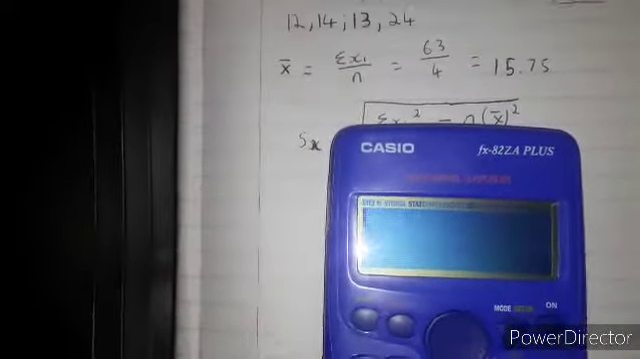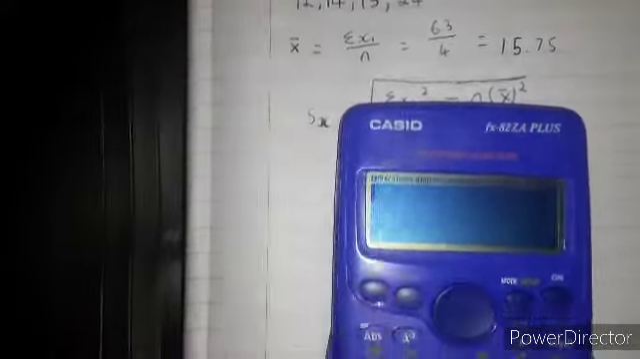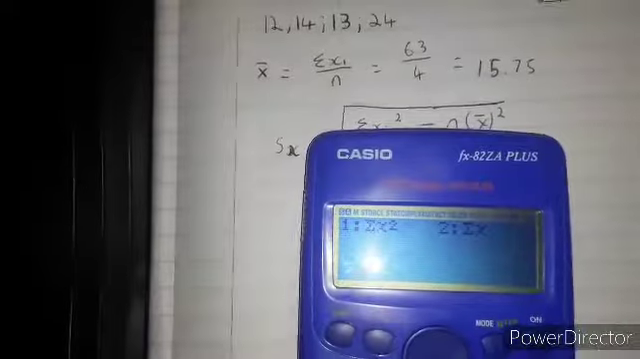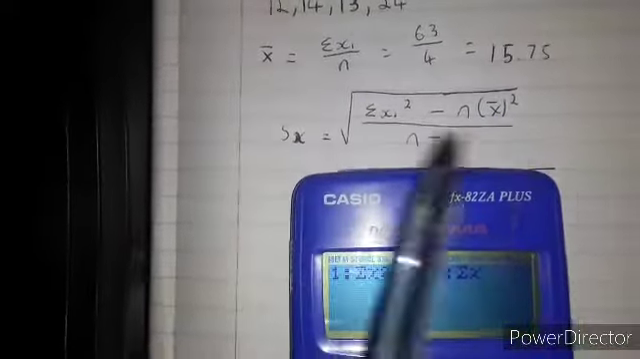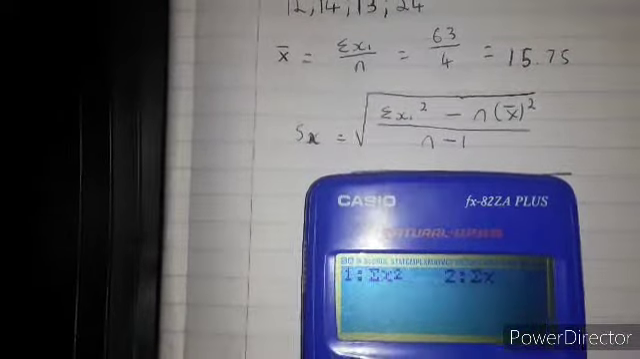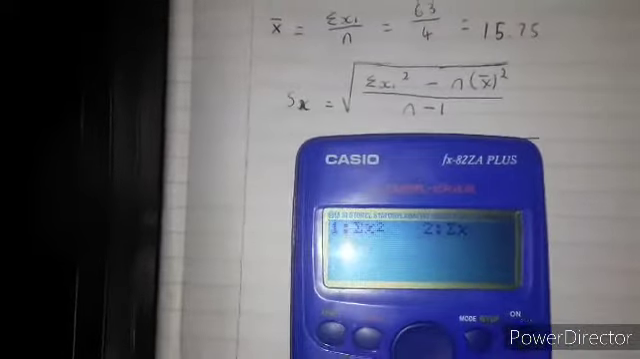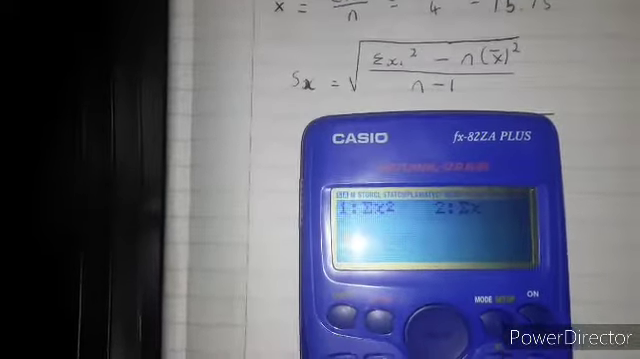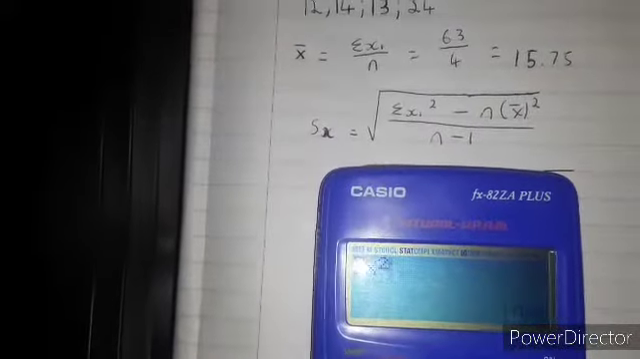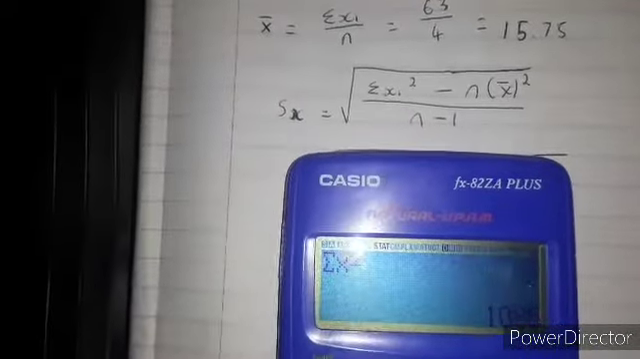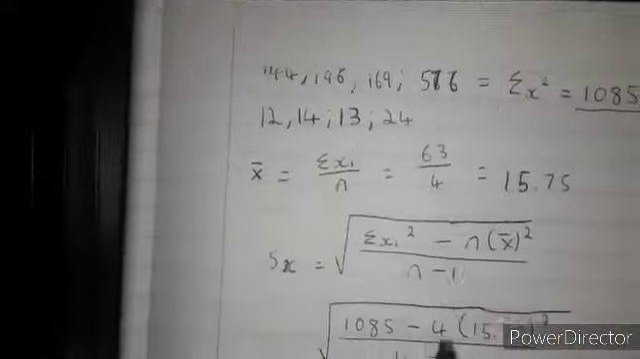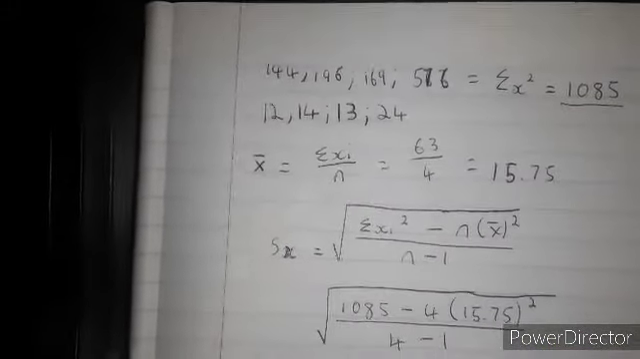Then shift 1 again, go to sum. We need now the sum of x squared because we are calculating the standard deviation. Press 1, then it's 1085. It's correct.